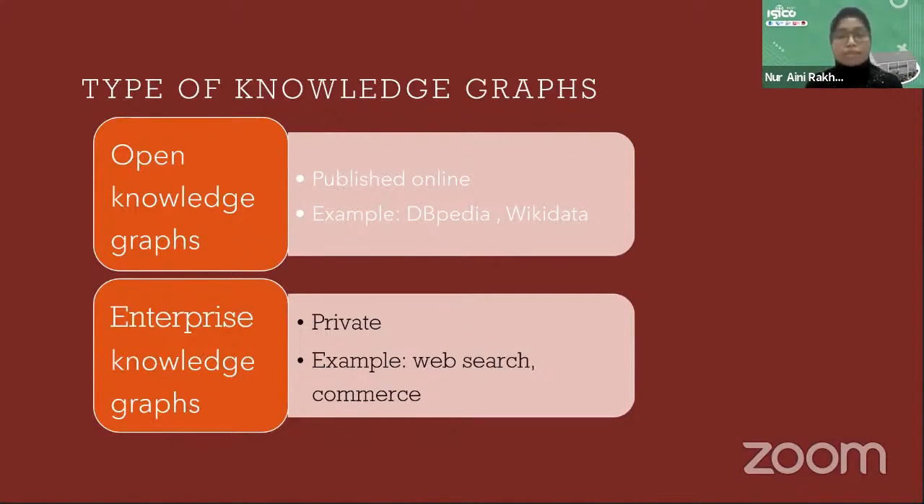So it is used for web search and also commerce. Commerce, for example, like web mining, if you buy these products, you can buy another. This is likely like the graph data. Okay.